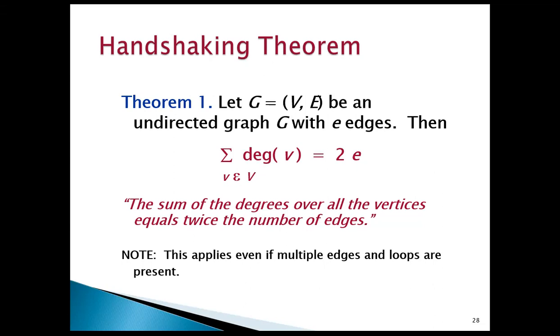Yes, sir. We are here. So did we discuss this thing in the last class? Yes, sir. Okay. Handshaking theorem. That is, the sum of the degrees of all vertices is equal to twice the number of edges. This is the handshaking theorem.